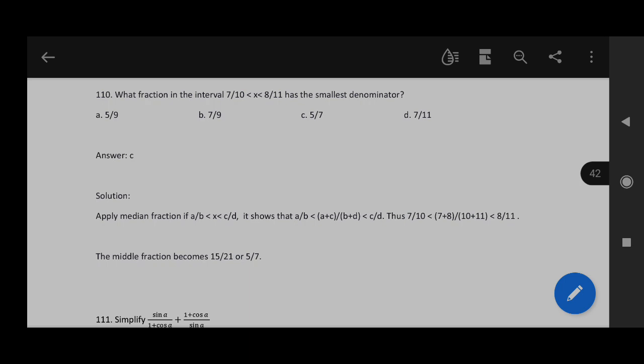So, solution: apply the mediant fraction. If A over B is less than x and less than C over D, it shows that A over B is less than quantity A plus C over quantity B plus D, which is less than C over D. Thus, 7 over 10 is less than quantity 7 plus 8 over quantity 10 plus 11, less than 8 over 11. The middle fraction becomes 15 over 21, or 5 over 7. If you can't solve with that approach, just Looksfam it. The answer there is letter C, 5 over 7.